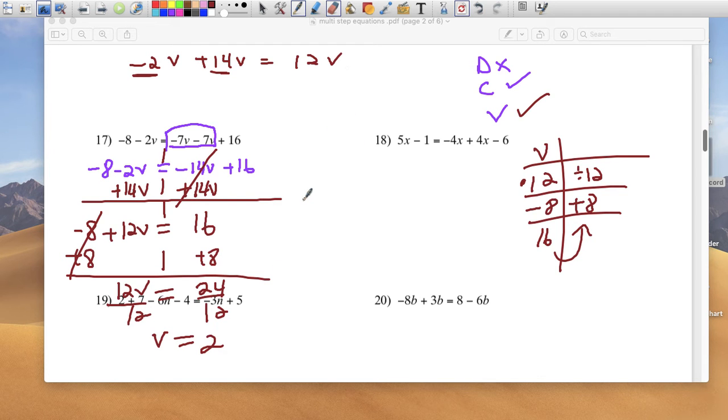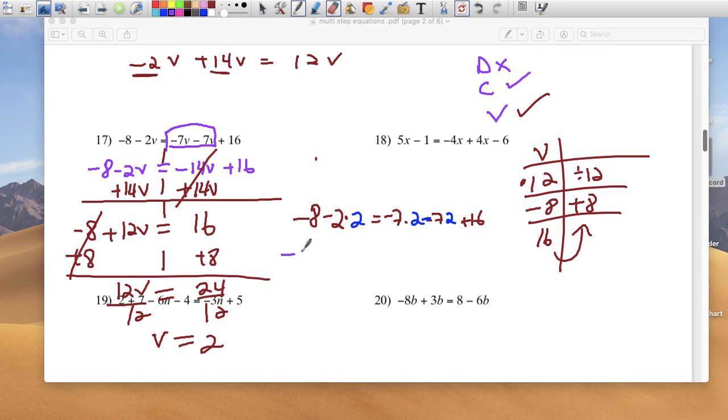Our check, so it's going to be negative 8 minus 2 times the v equals negative 7 times the v minus negative 7 times v plus 16. I just left it blank because I want to make sure I put a different color for v. So v's 2, and just make sure here that there's a minus sign. Alright, so let's do that.